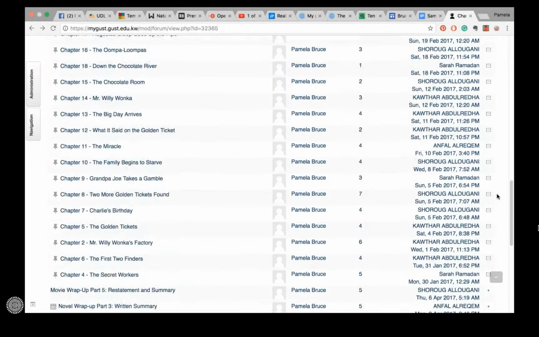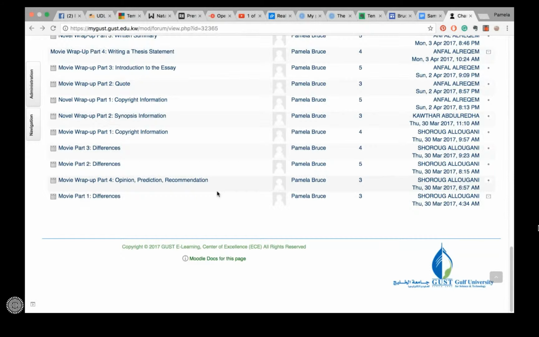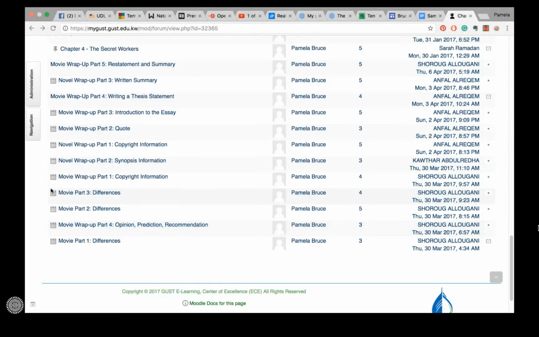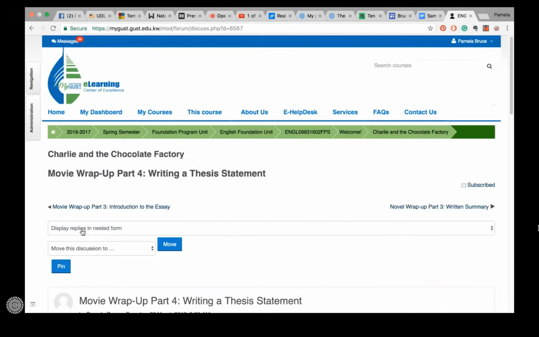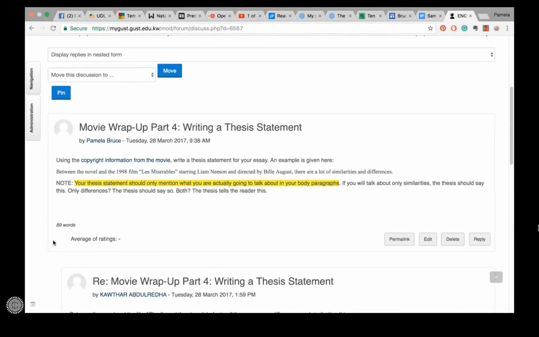So after we've gone through the entire novel and looked at each specific chapter, we get to the point where they need to prep for writing the essay. Their introduction needs to include a quote, the copyright information for the novel, a synopsis of the novel, the copyright information for the film, and a thesis statement that is following the comparison contrast format. And so at certain points, they're given specific examples to help them along the way.